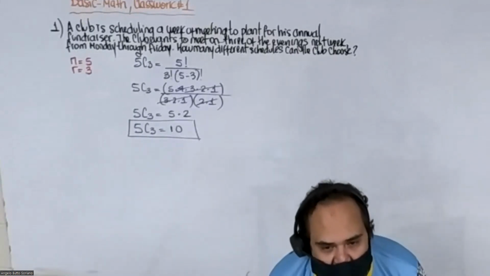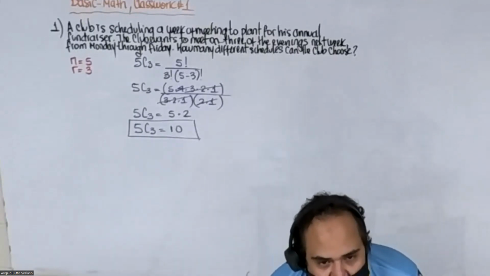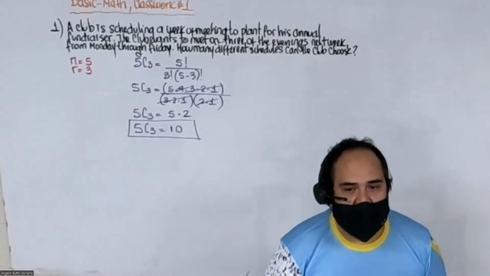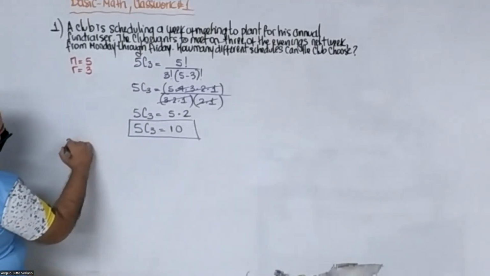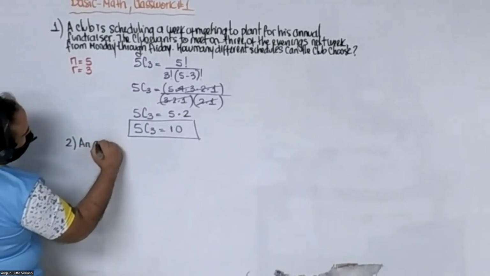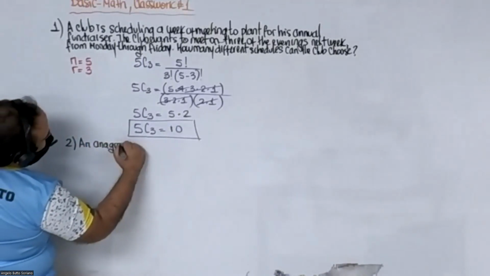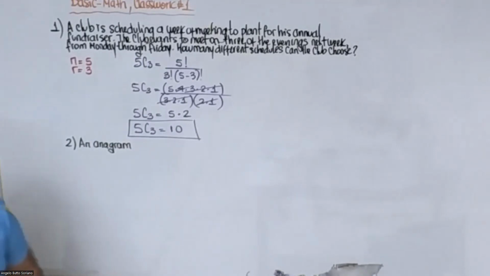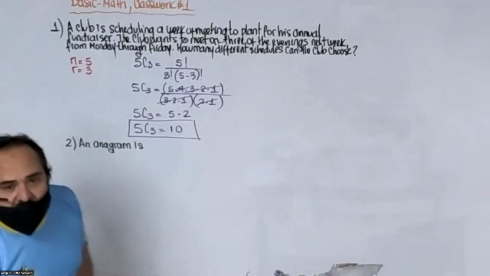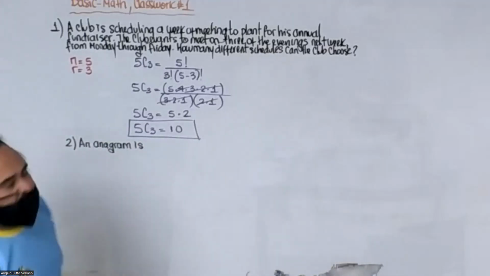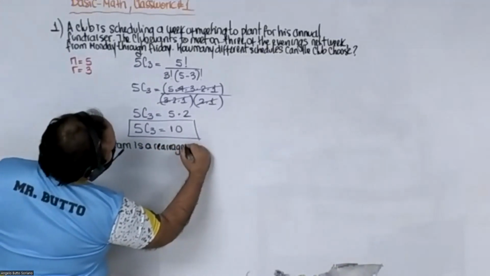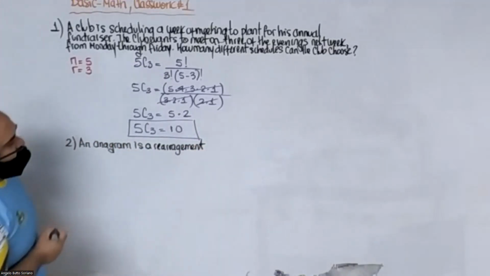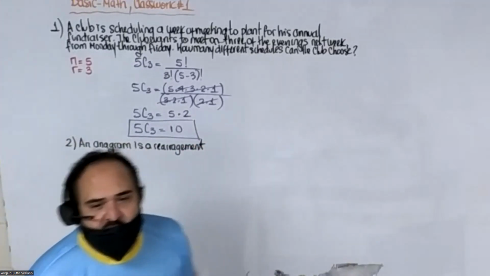Let's copy the second one. In the second one, this is an explanation. What does that mean? An anagram. An anagram is a rearrangement of the letters in a word.